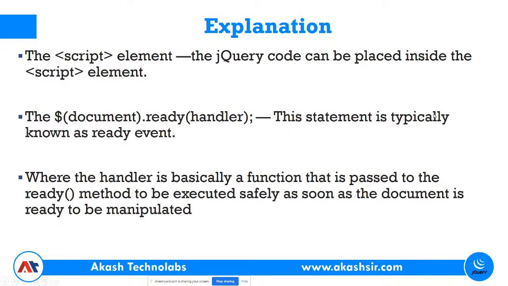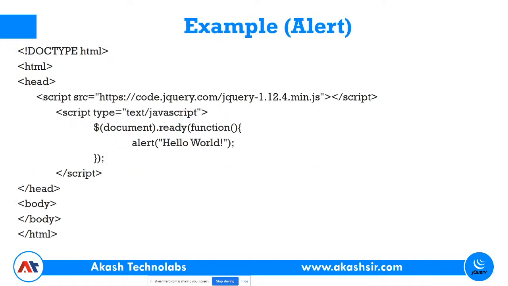So let's say this statement is typically known as a ready event, $(document).ready. For example, are you ready for a webinar? Yes. Same thing for the page. $(document).ready means once the page is ready, then it will perform some action inside the website, where the handler is basically a function that is passed to the ready method to be executed safely as soon as the document is ready to be manipulated. If you specify something inside the handler, it will execute when your website or your jQuery is ready.